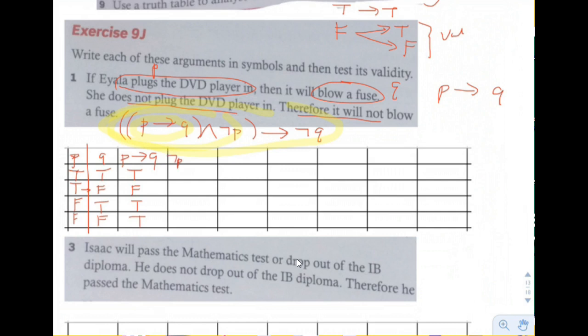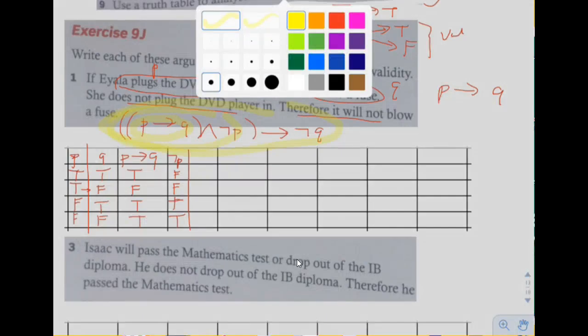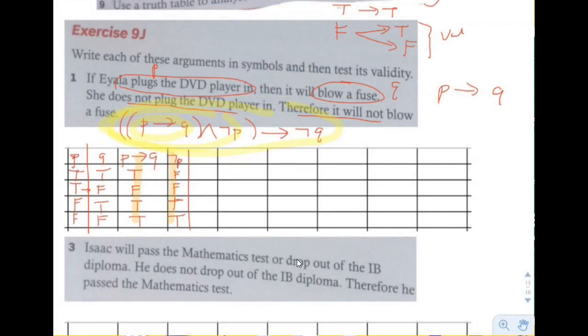And remember, not P would be just false, false, true, true, right? False, false, true, true. And so I'm going to AND this and this together. And that's going to give me false, false, true, true. The last two are going to be true because they're double trues. Okay, so that was the left side. We finished the left side. Then it says the left side implies not Q. Well, what's not Q? Not Q is false, true, false, true.